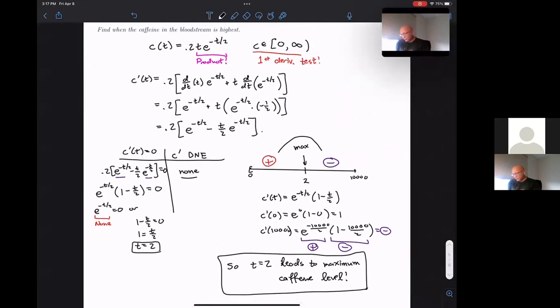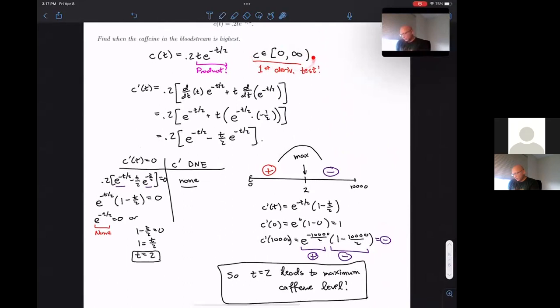So nice little practice, setting up our interval and then using our number line test to maximize this function. So if you have any questions, please let me know. And otherwise, I hope this example was interesting.